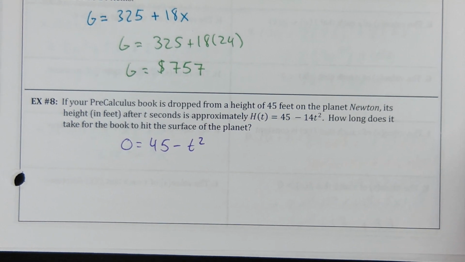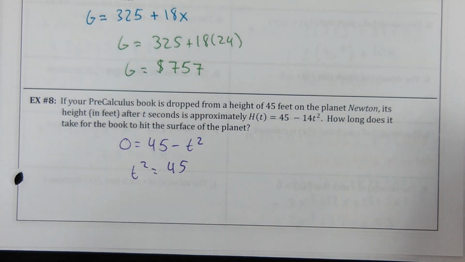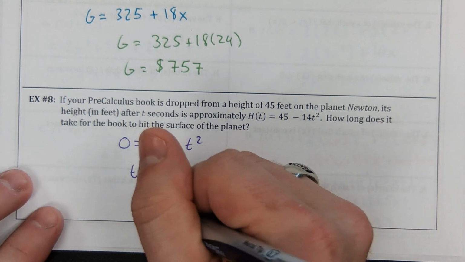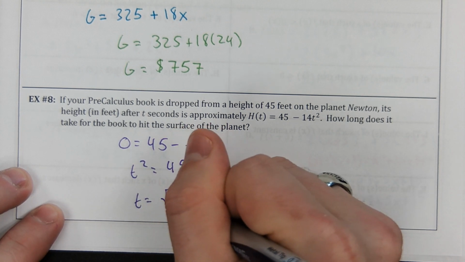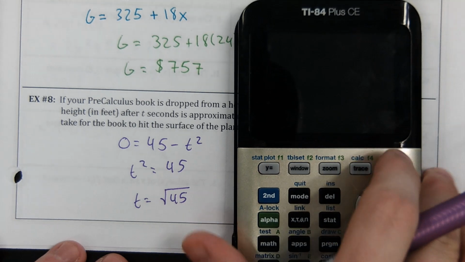So we're just getting t by itself. Add the t term to both sides. Take the square root of both sides. Technically, there should be a plus or minus, except for, well, time travel has not been invented yet, so we're not going to worry about negative time. I don't know what the square root of 45 is, but I do know it's a little bit less than 7.